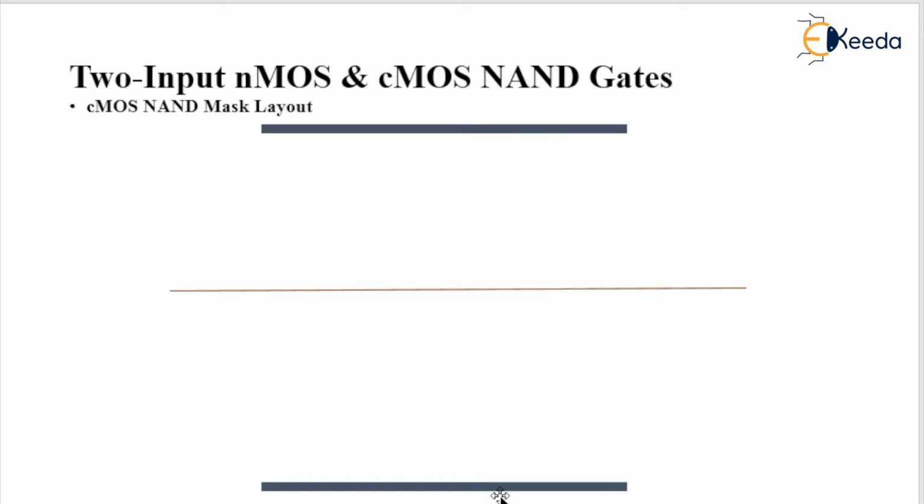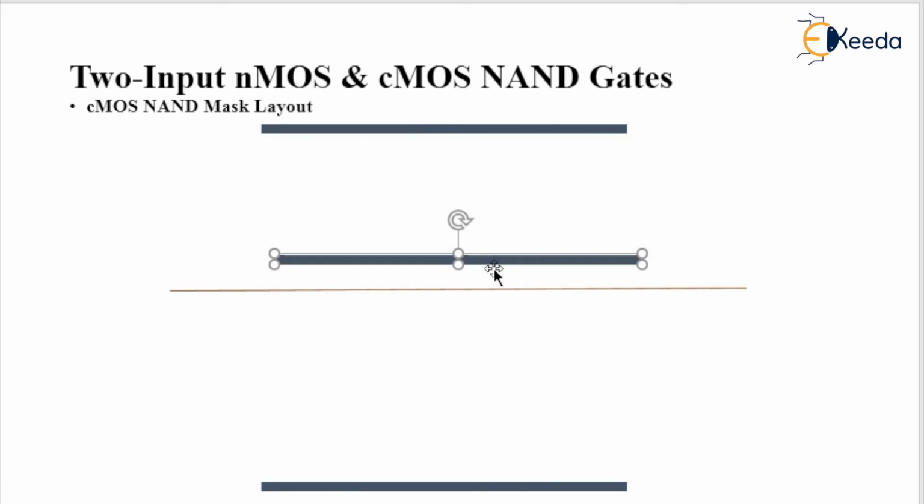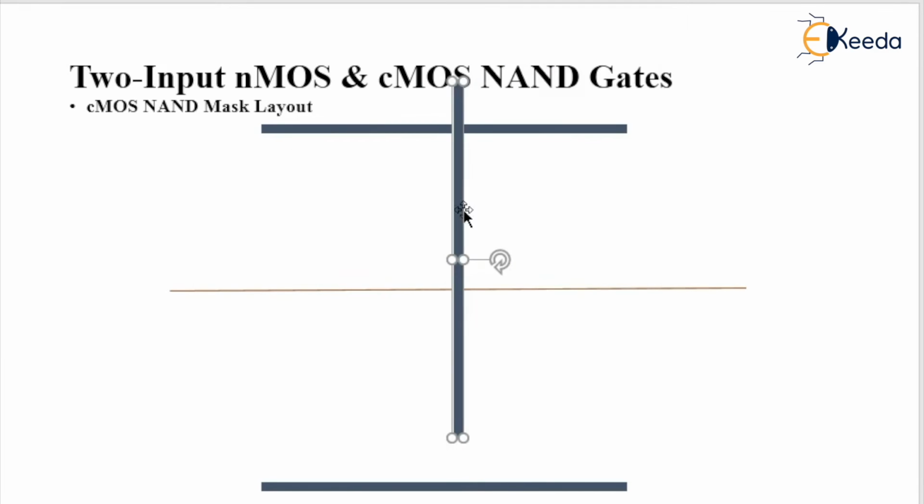Simply, I am drawing the CMOS NAND gate mask layout here with the help of a PowerPoint presentation. Okay, next go through the diffusion. Now I am drawing. I am taking a diffusion here. Okay, paste. So simply rotate this one.